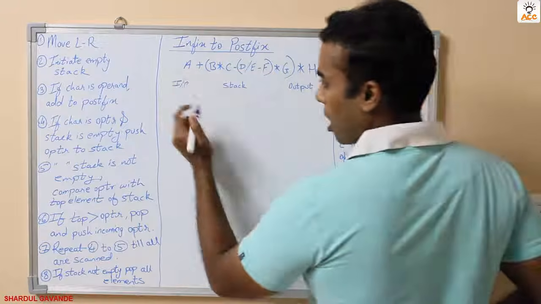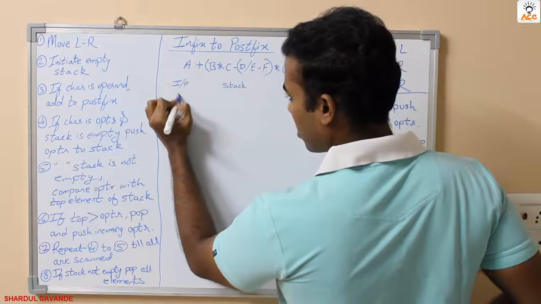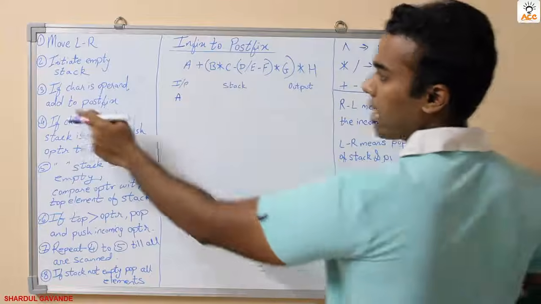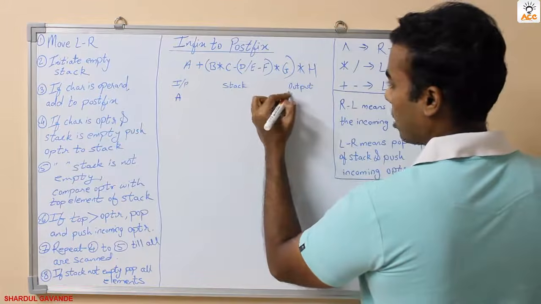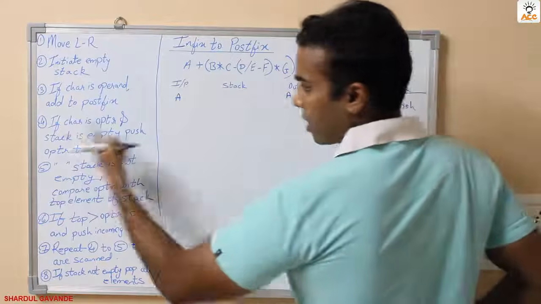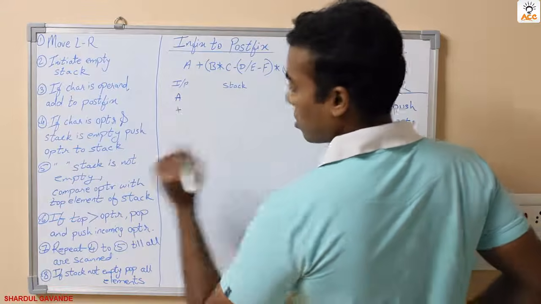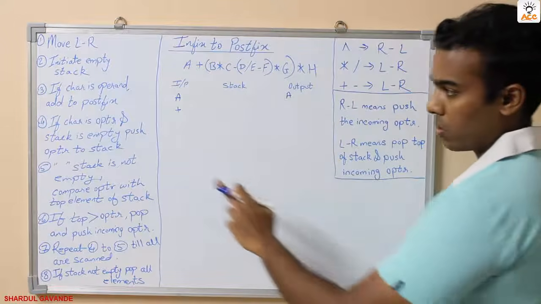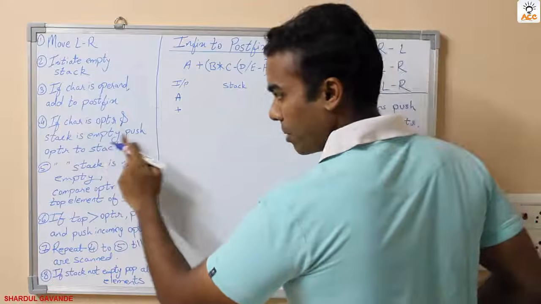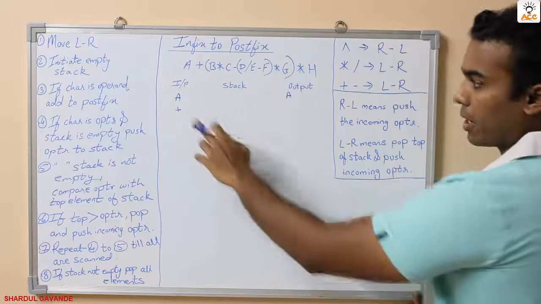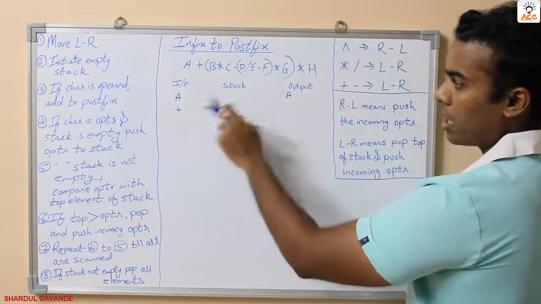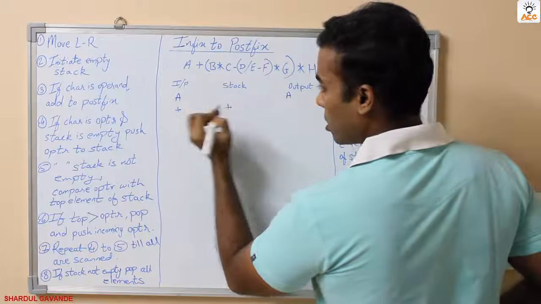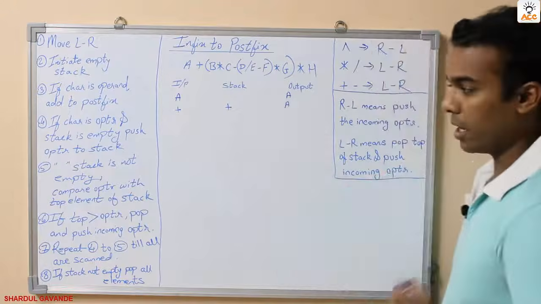Let us first take our first element, which is A. Then it says if character is operand. Is it operand? Yes, it is an operand. Then add it to postfix, so I'll add it directly over here in the output. Next we have plus, and it says if character is operator. Now we have an operator over here. If character is operator and stack is empty, push operator to stack. The second character was an operator and the stack is empty, so if we come across any operator, simply push it to stack, and the output would be the same, A.